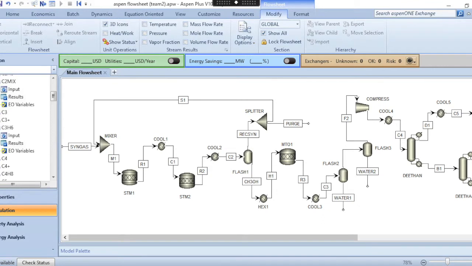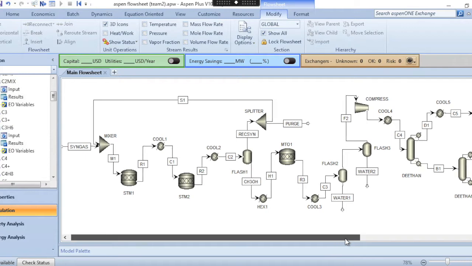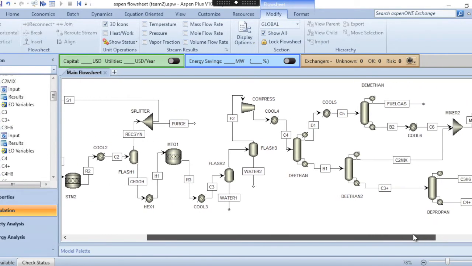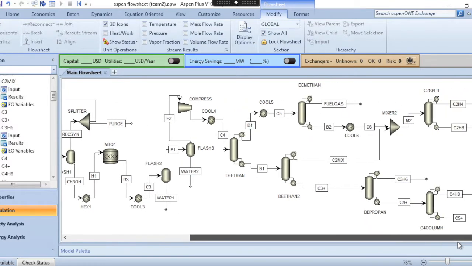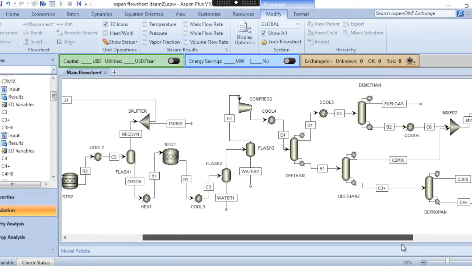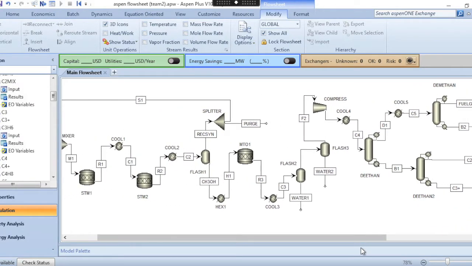This is our Aspen flowsheet, which shows a process design for the production of three main olefins: ethylene, propylene, and butene. This process consists of two main sections. On the left on the flowsheet is the STM, which stands for syngas to methanol, and on the right is the MTO, which stands for methanol-to-olefins.